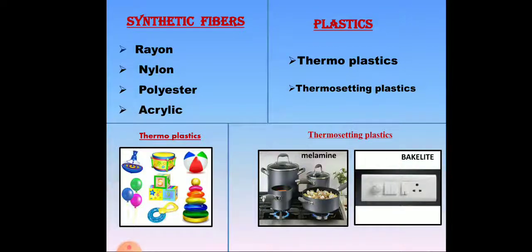Thermosetting plastics are of two different types, melamine and bakelite. Melamine is a kind of plastic which is used in the handles of kitchen utensils. Bakelite is also a kind of plastic which is used in switchboards. Since melamine is a poor conductor of heat, it is used in kitchen utensils. And bakelite is a poor conductor of electricity, so it is used in electrical switchboards.